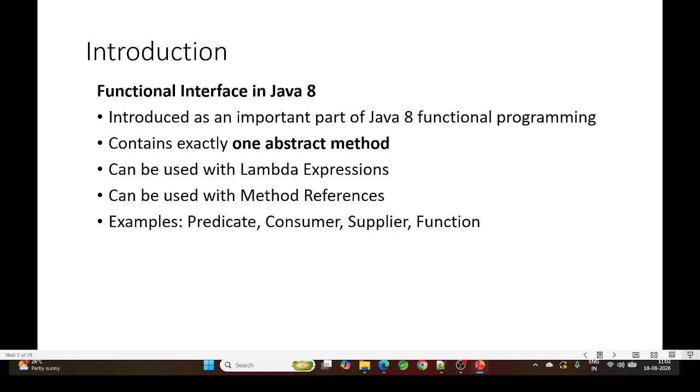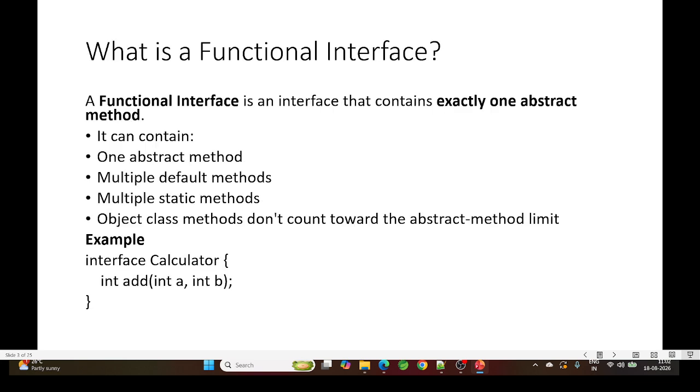A functional interface is an interface that has exactly one abstract method. It can still have multiple default and static methods. So the important rule is that it must have only one abstract method. For example, our calculator has only one abstract method called add. So it can be treated as a functional interface.